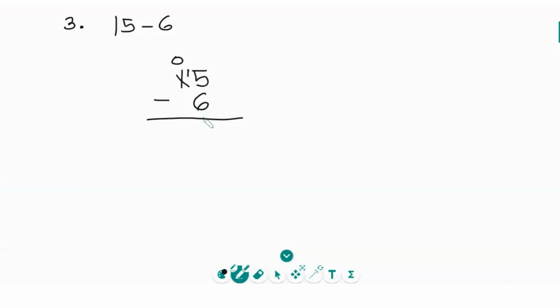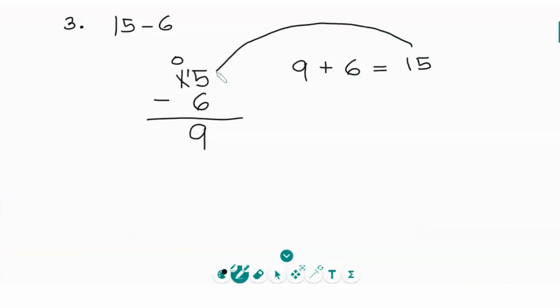So that will give us, okay, 15 minus 6 will give us 9. Here we can check again. 9 plus 6 is equal to 15. So the sum of 9 and 6 gives us 15, and 15 is also here. So therefore, our answer is 9, which is the difference between 15 and 6.